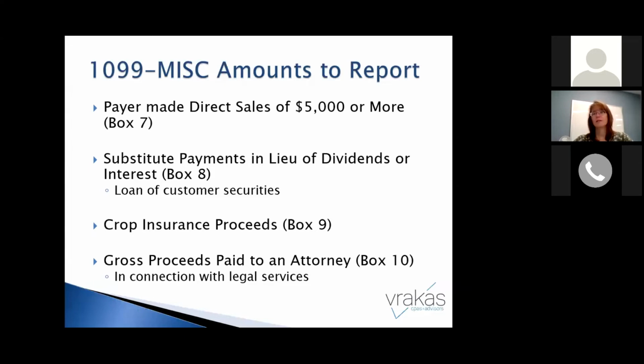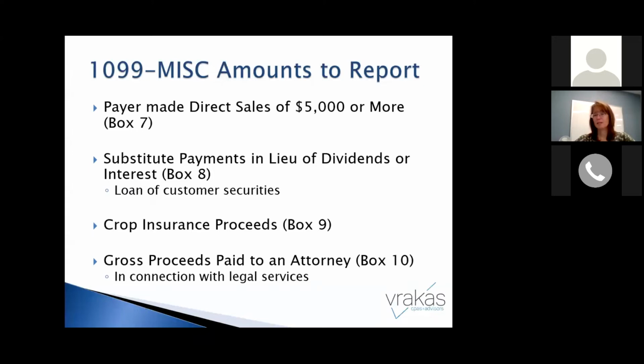Box 10, this one has been confusing because this is gross proceeds paid to an attorney. This is not when you pay an attorney for their services. So if you pay an attorney $700 to do your incorporation documents, that doesn't go in box 10. That actually goes on the 1099-NEC. What goes in box 10 would be the proceeds from a settlement.